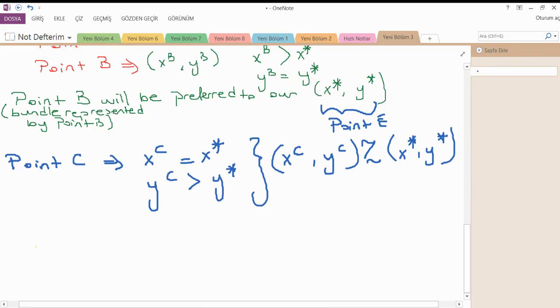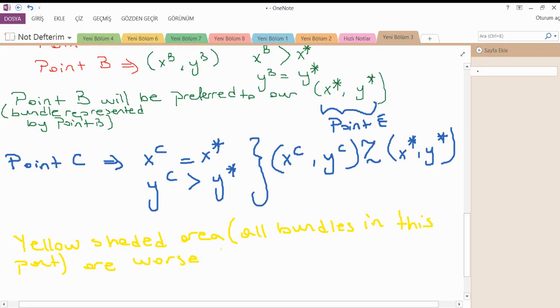So I'm writing here: yellow shaded area, and all bundles in this part are worse than our bundle X star Y star. So it will not be preferred.